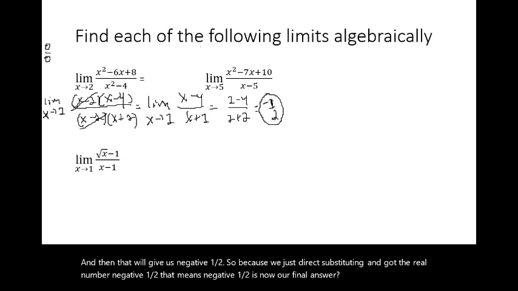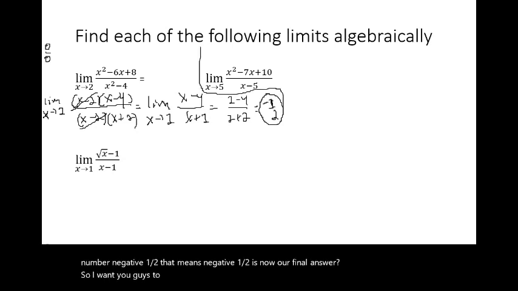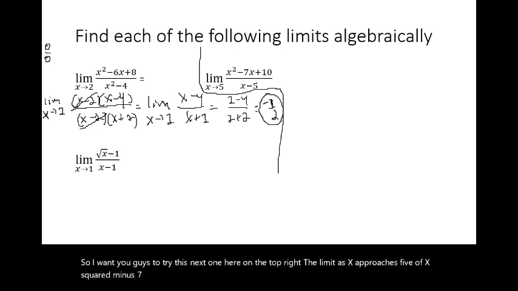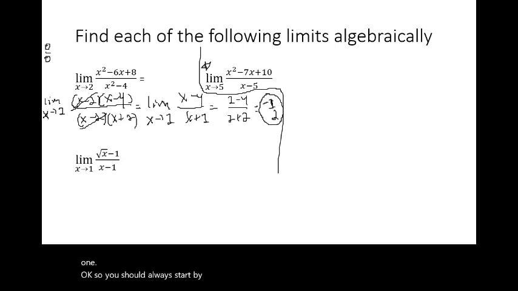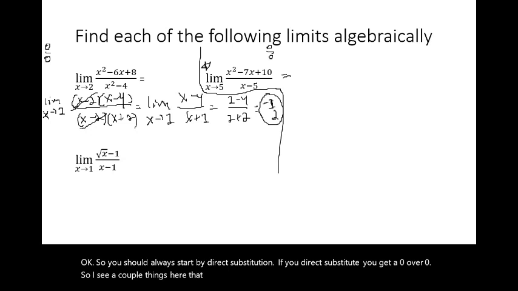So I want you guys to try this next one here on the top right, the limit as x approaches 5 of x squared minus 7x plus 10 over x minus 5. So go ahead and pause the video and try this next one. Okay, so you should always start by direct substitution. If you direct substitute, you get a 0 over 0. So I see a couple things here that look like they can factor. Looks like we can factor the numerator.